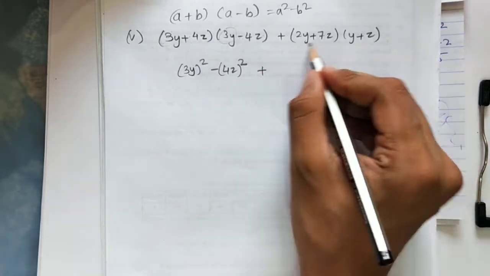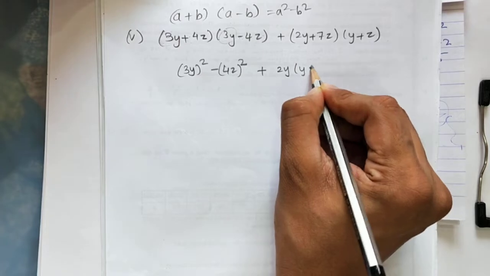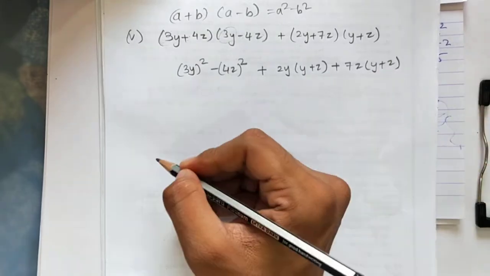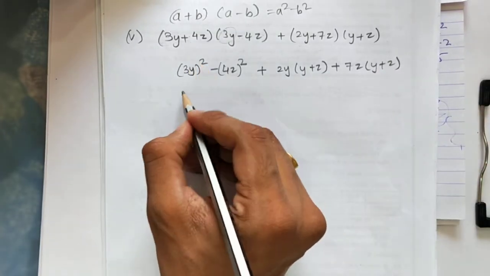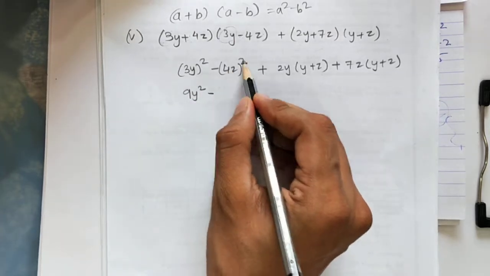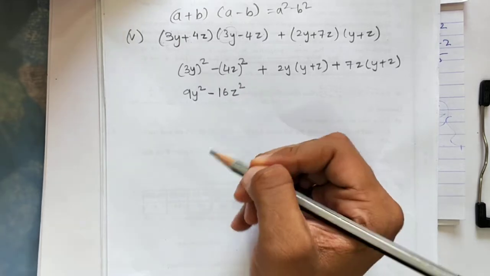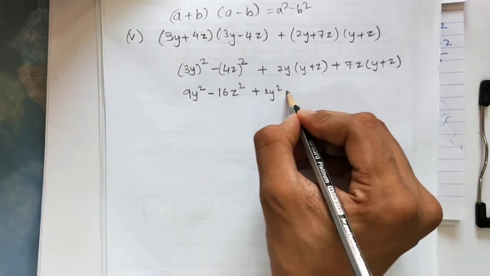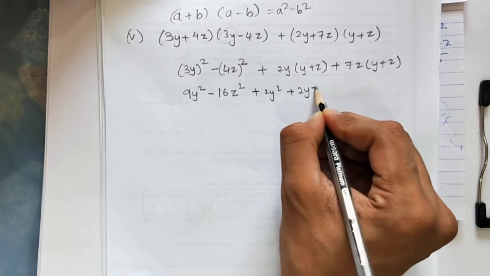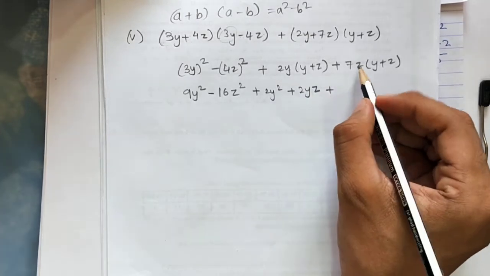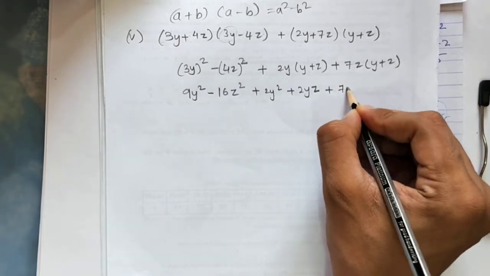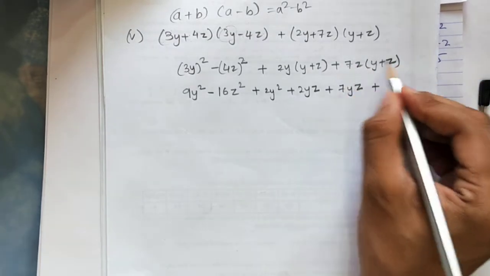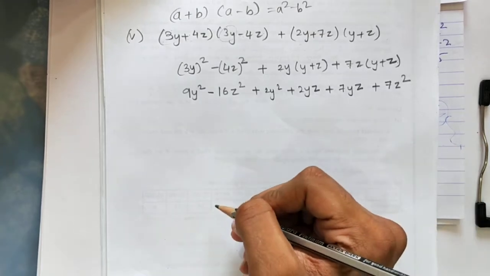Plus here they are not same, so I'll open the brackets. 2y into (y plus z) plus 7z into (y plus z). 3y square is 9y square, minus 4 square is 16z square, plus 2y into y is 2y square, plus 2y into z is 2yz, plus 7z into y is 7yz, plus 7z into z is 7z square.